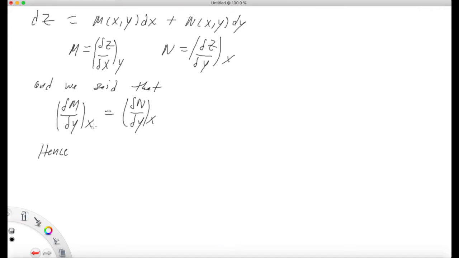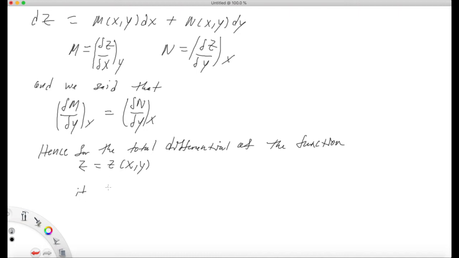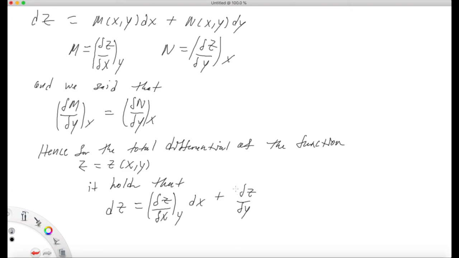So in other words, what we're saying here is that the mixed second derivative of the function z has to be equal. It doesn't matter if we take the derivative of z with respect to x first and then do the partial with respect to y after that, and get a second derivative, or if we do the partial of z with respect to y first, and then take it with respect to x. We should have the same result. That's what we're saying here, okay?